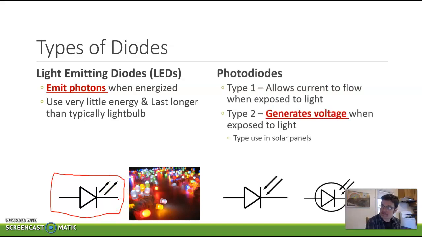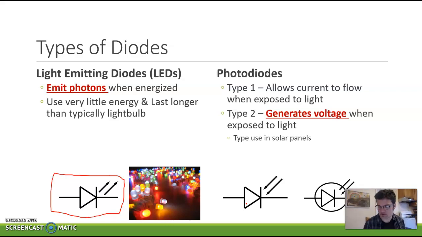All right. Next type are photodiodes. These allow current to flow when exposed to light. All right, this is type 1. Type 2 actually generates voltage when exposed to light. These are all used in solar panels. All right, so here you can see the two different types. As the light comes in, it allows current to flow. And this one, as the light comes in, it actually generates a voltage. So these are like in the solar panels. These ones over here are kind of more what you would see in a light sensor, whether or not something's going to turn on or off if all of a sudden it loses light. Alrighty.